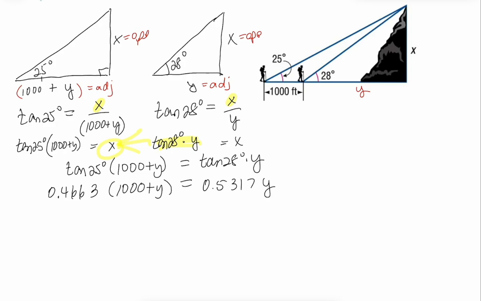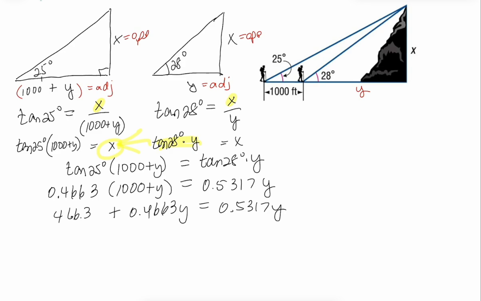Now it looks a little better almost instantly, right? It's just an equation. We know how to solve equations. You guys know how to solve this equation. We got to get the y's to one side, the numbers to the other. You know, it's just an equation. So let's distribute in the 0.4663. So we have to use distribution. That's going to be 466.3. That 1,000 just moves that decimal place over 3 places. And then we're going to get plus 0.4663y equals 0.5317y.